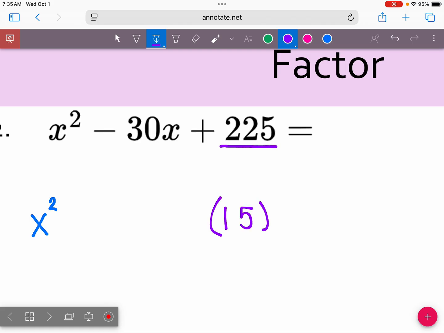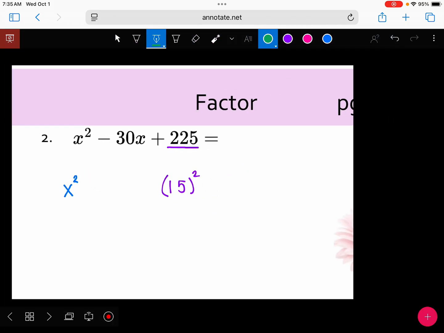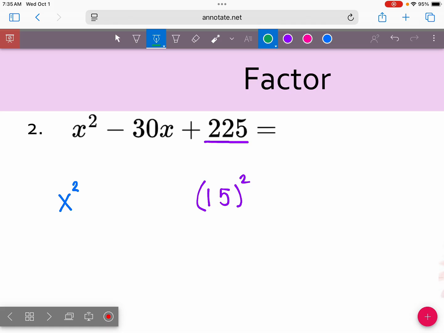But 225 is 15 squared. So we have the pieces we suspect. We expect this to hopefully be a perfect square trinomial because 225 is a perfect square. So then what we need to do, in order to actually use our pattern, is make sure that this middle piece is made up of 2 times the front, which was our x, times the back, which is the 15. Is 2 times x times 15 30x? Yes.